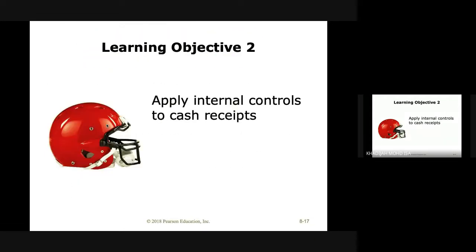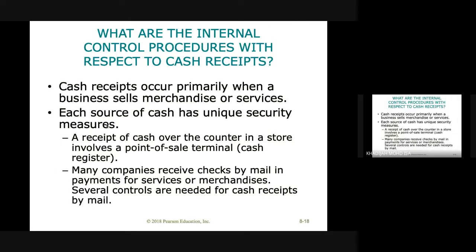So how are you going to have control over your cash receipts? Let's look into it. Cash receipts occur primarily when a business sells merchandise or services. Each source of cash has unique security measures. A receipt of cash over the counter in a store involves a point of sale terminal, POS. So we have a cash register. Whenever you receive cash, the workers will key in at the cashier how much was received, what the sales are, and how much cash you receive. This is the point of sale terminal.